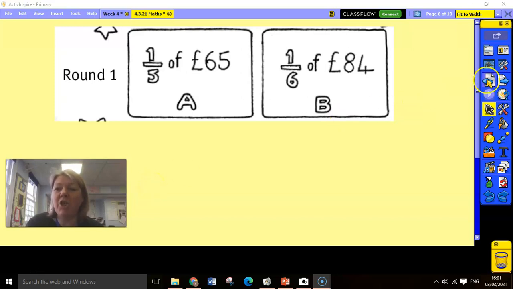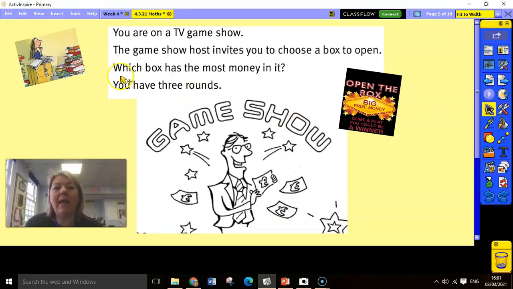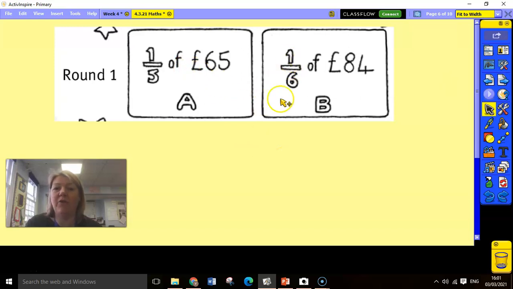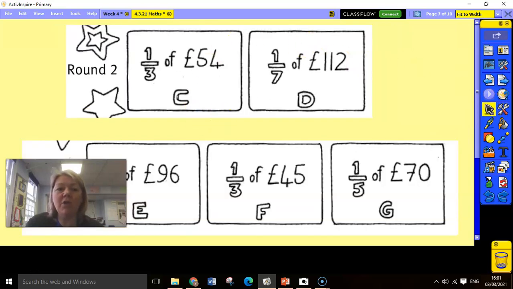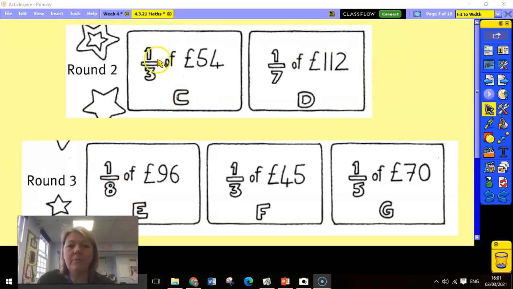But your mission, should you choose to accept it, is to help Matilda find the boxes that have got the most money in. Okay, so you're going to have to do some working out of the fractions. So this is round 1. When you've done round 1, you can go on to round 2. Okay. Got different fractions here, and then round 3 you've got 3 boxes to choose from. So which one out of these 3 boxes should Matilda choose?